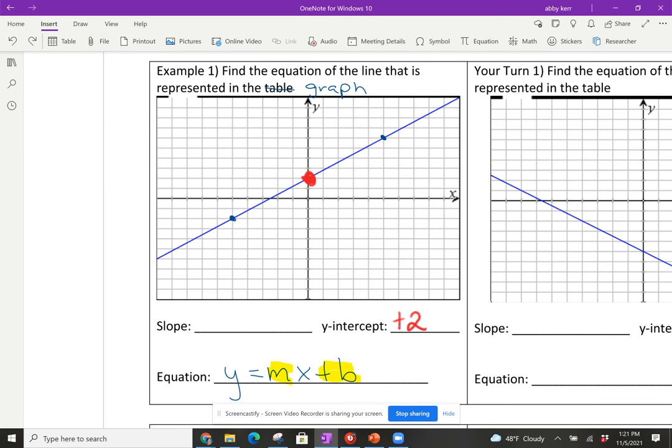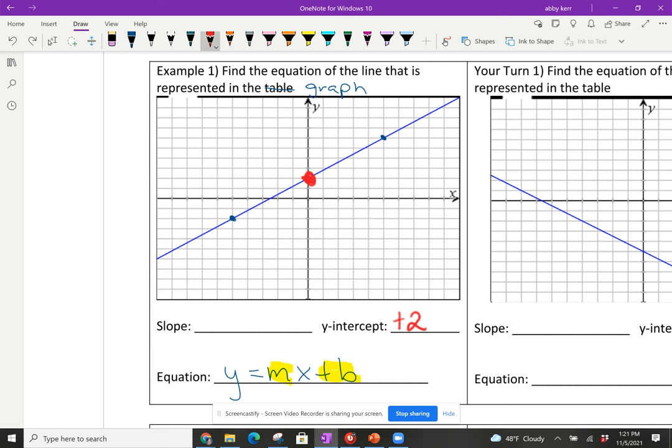Now, how do we find the slope? We do rise over run. How many spots am I going up? I'm going up 4. How many spots am I going over? 1, 2, 3, 4, 5. 5 to the right. So that matters. So then it's rise over run. So it's going to be 4 over 5.